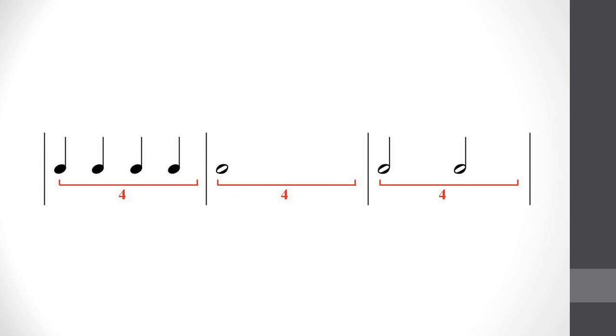In this example, there are 4 notes in the first measure, 1 note in the second measure, and 2 notes in the last measure. But when adding up the total number of beats in each measure, it can be seen that there are 4 beats in each. This is an example of music in 4.